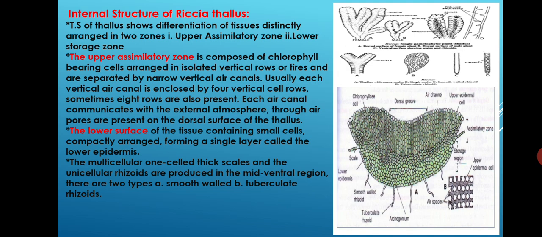Most of the upper cells contain chlorophyll. And then we discuss the lower surface. The lower surface tissue contains small cells compactly arranged, forming a single layer called the lower epidermis. The multicellular scales, one cell thick, and the unicellular rhizoids are produced in the midrib, the mid-ventral region. There are two types: one is smooth-walled and the other is tuberculate rhizoid.